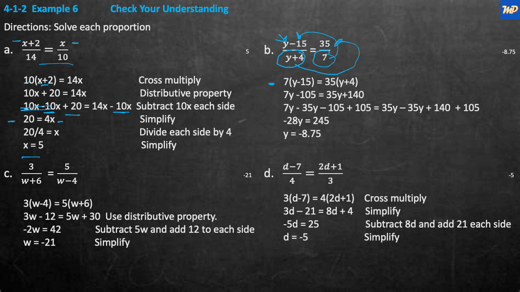And there you have it. 7 times the quantity y minus 15 is equal to 35 times the quantity y plus 4.